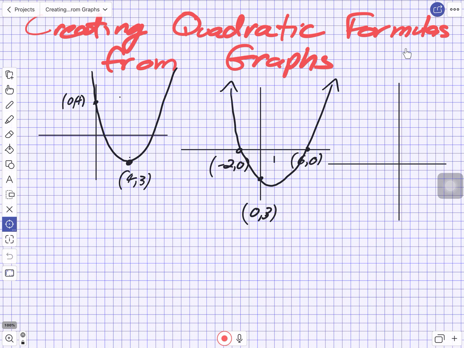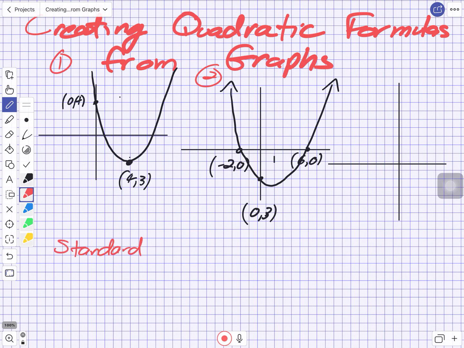We're going to work on creating quadratic formulas from graphs. So we have two graphs here. I kind of accidentally drew a third one, but we only really need two major ones. The first thing we're going to do is just relate it to our three forms. Maybe in red I'm going to say standard.